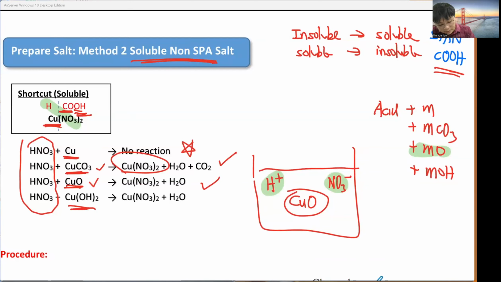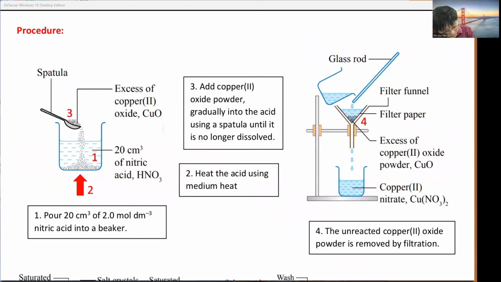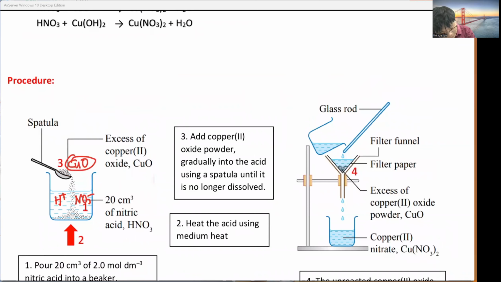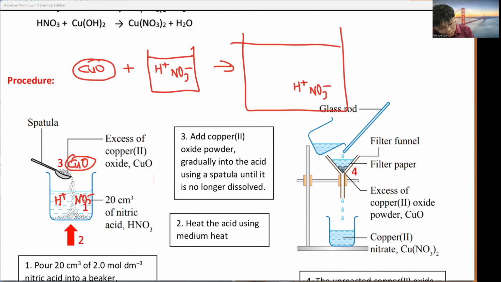Now, how do these things work? Now I show you how this thing works. First thing, you have your copper 2 oxide solid. You put it into nitric acid. The idea is very simple. So now I've got copper 2 oxide plus nitric acid. You pour them together. So here is the nitric acid, then here is the copper 2 oxide.